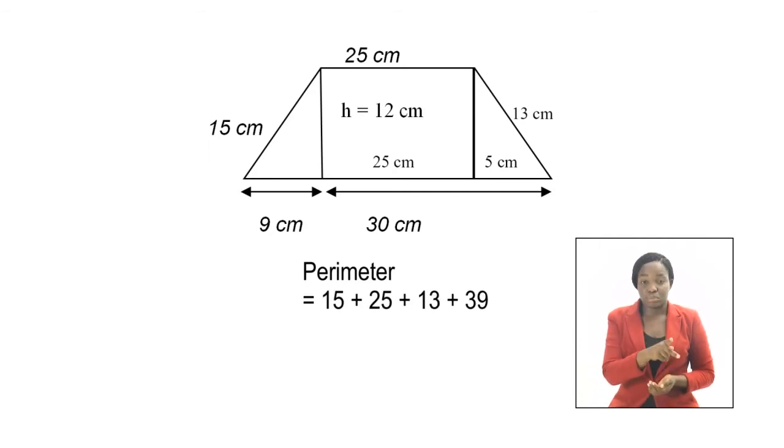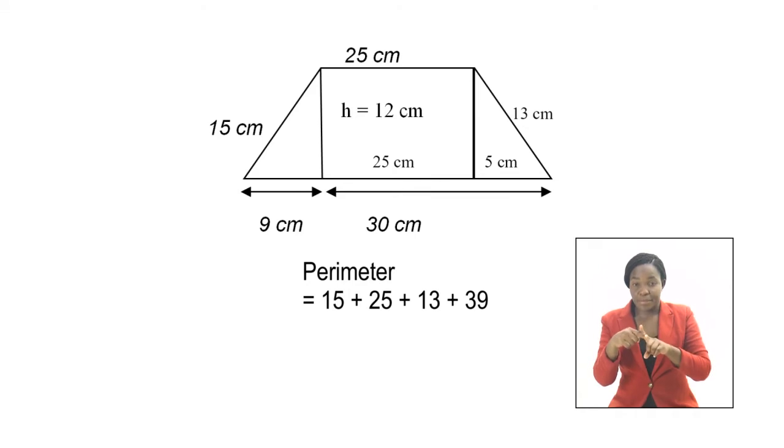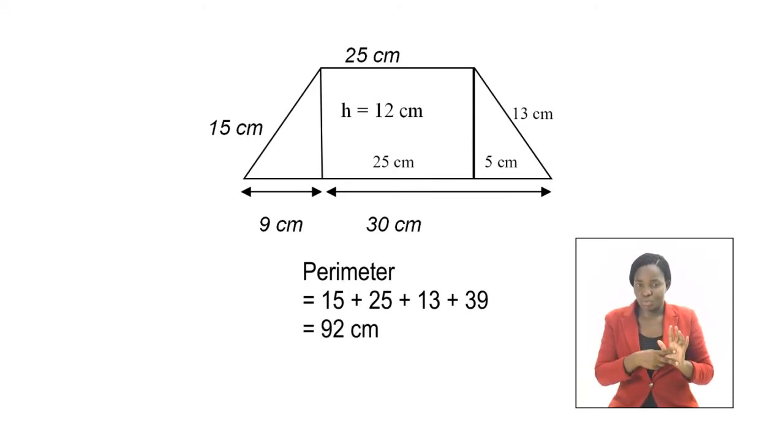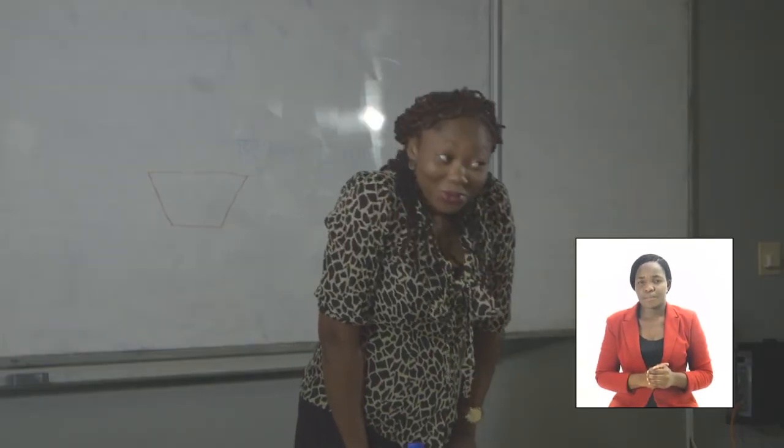Perimeter is equal to 15 plus 25 plus 13 plus 39 equals 92 centimeters. Good work, you two. It wasn't so bad. We just need to work one step at a time.